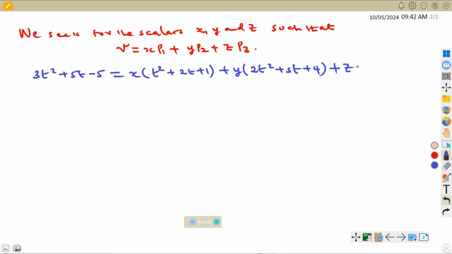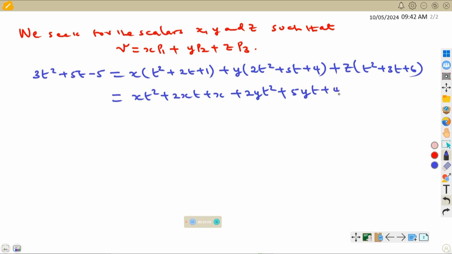Then p3 is t squared plus 3t plus 6. So this one here will be the same as multiplying x: xt squared plus 2xt plus x, multiplying y here: 2yt squared plus 5yt plus 4y. We are adding zt squared plus 3zt plus 6z, multiplying by z through this.